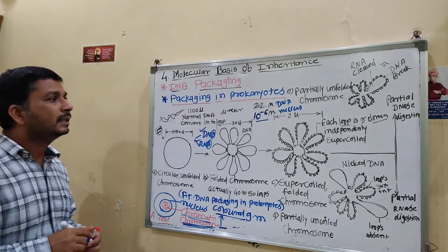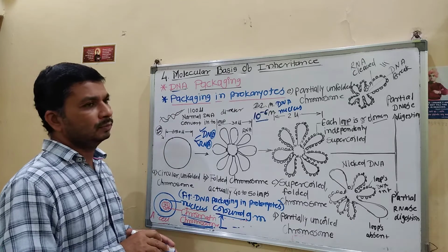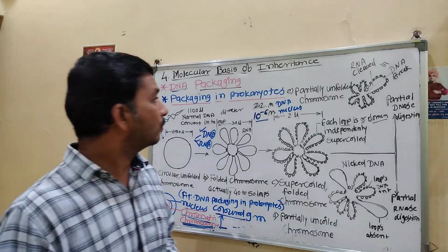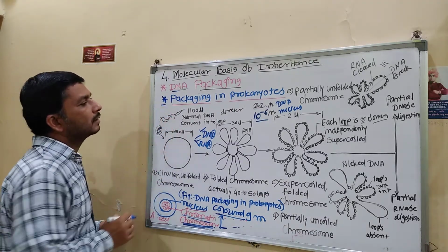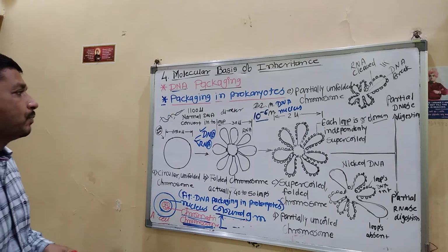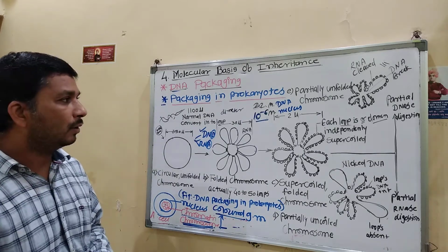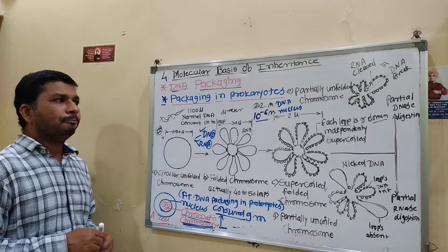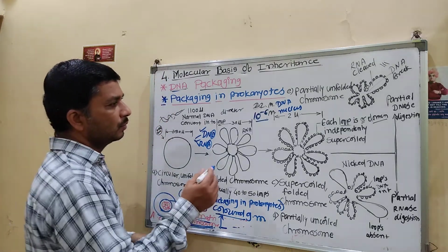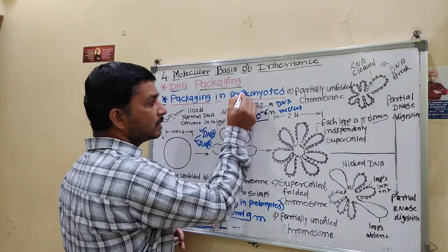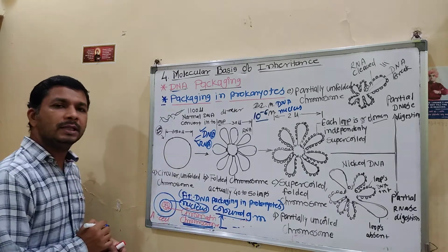Okay, this is about the DNA, and inside that eukaryotic cell we found... and we told about the... and now our next point is packaging in prokaryotes. Packaging in prokaryotes. Then what are prokaryotes? Prokaryotes are those which don't have a prominent nucleus. It doesn't have a prominent nucleus here.